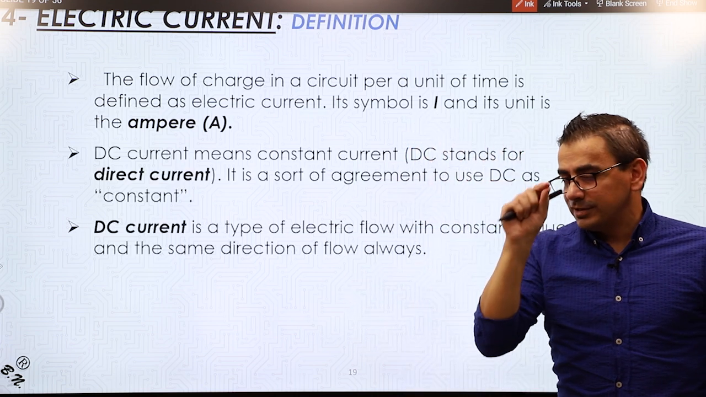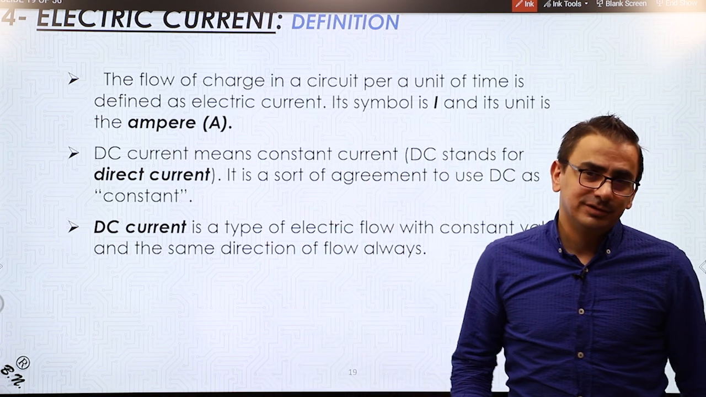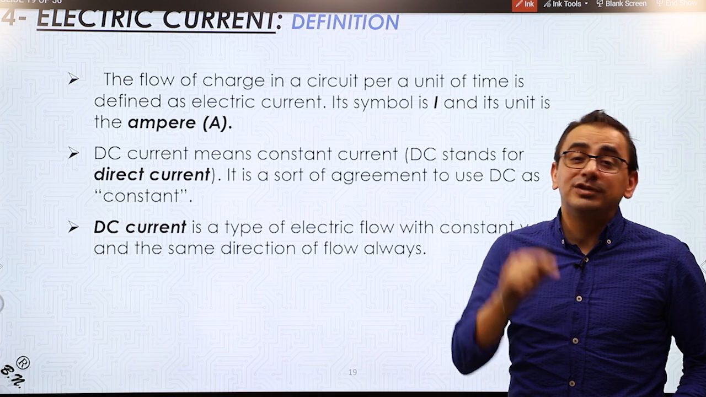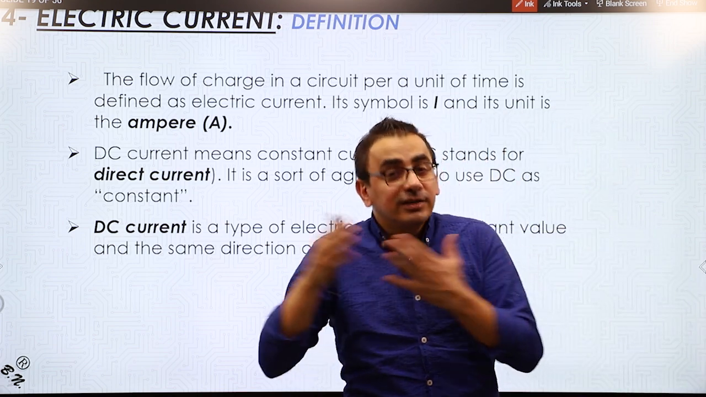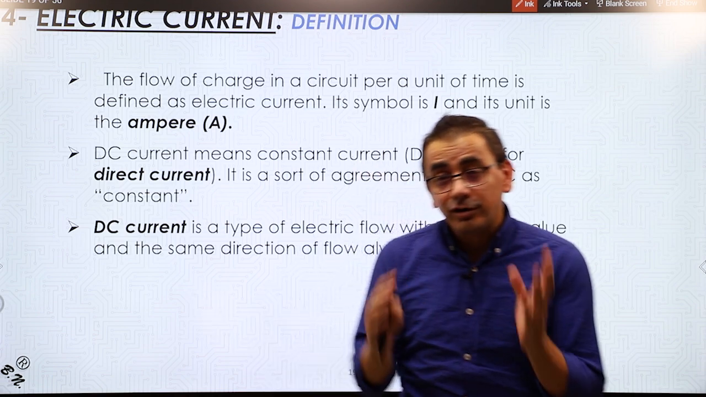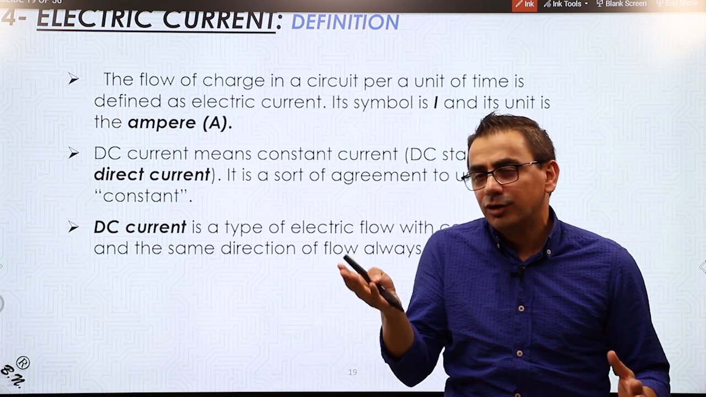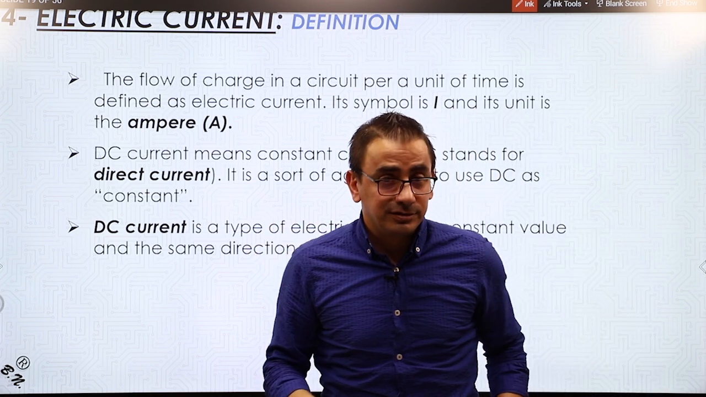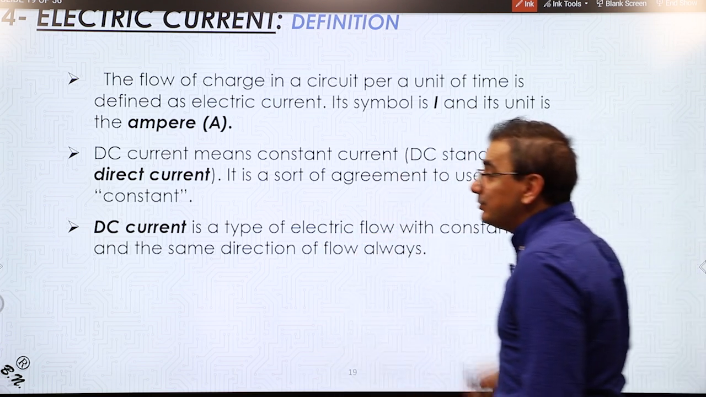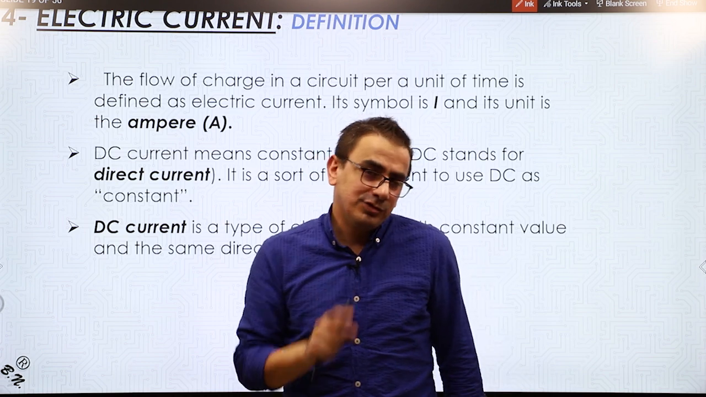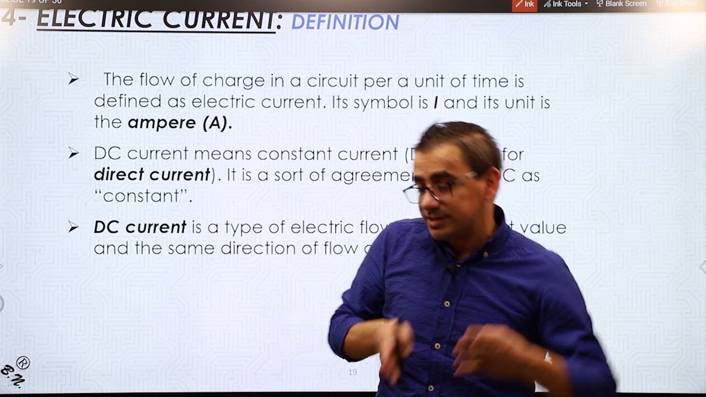DC current. Our chapter is DC voltage, if you remember. DC current means constant current. We always use DC as standing for direct current. Now you notice when you say DC current, it's as if one is saying direct current current. It's not like that. It's a sort of convention that when we say DC, it means constant. So when you say DC current, it simply means direct or constant current. Okay? Now DC current is a type of electric flow with constant value and the same direction of flow always. So that's very important to keep in mind. The flow of charge that we talked about is always in the same sense.